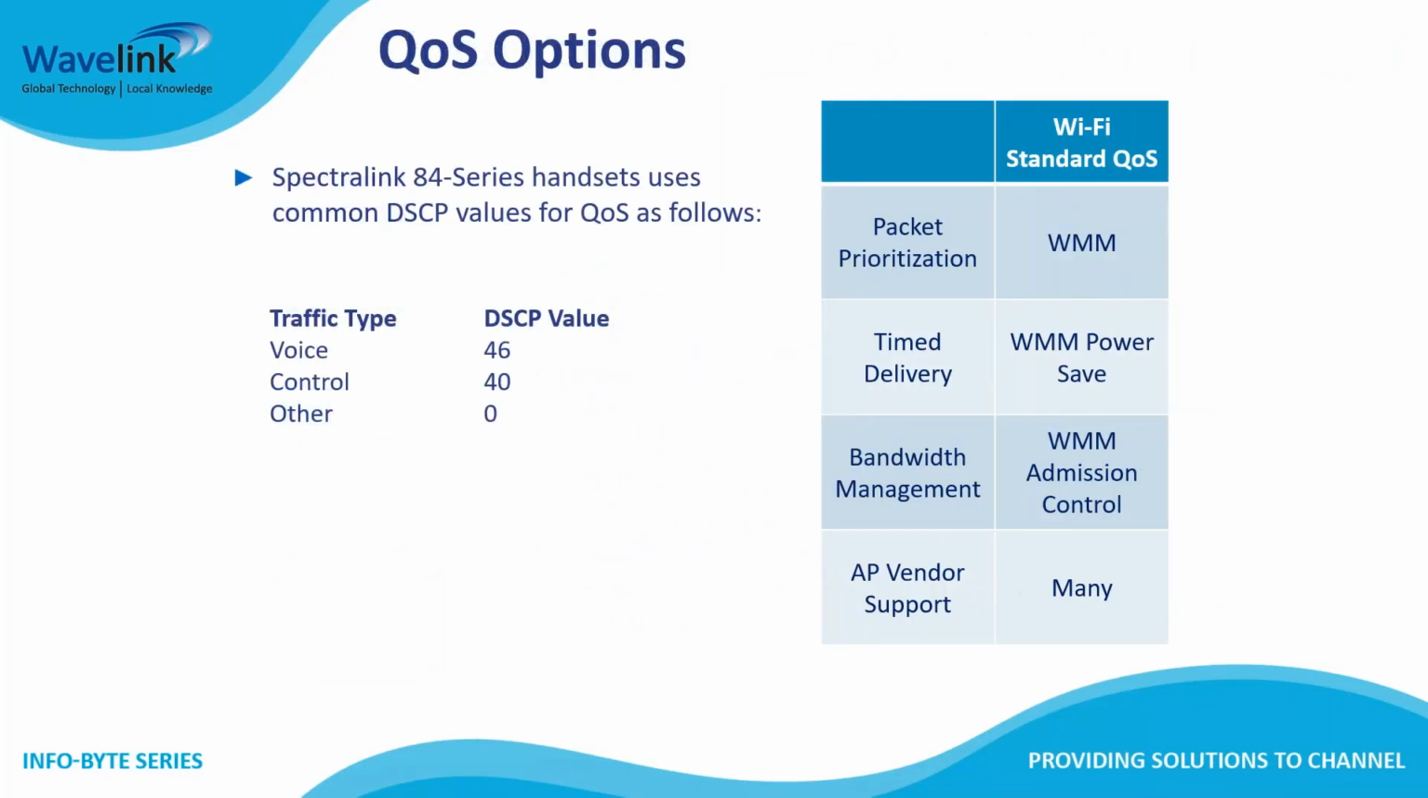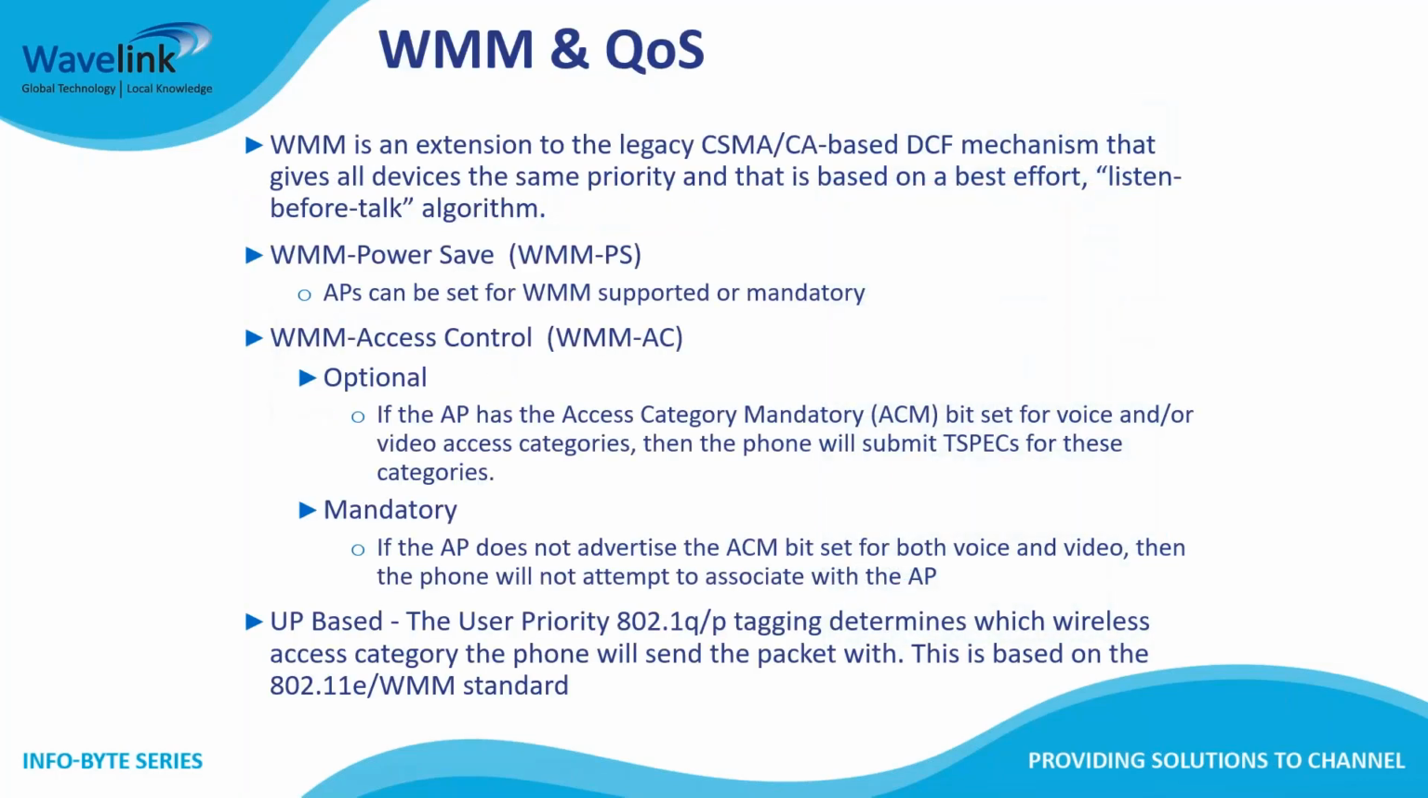So again, some of the key points, even just around the 8400, obviously it's DSCP values of 46 and 40 as a default from the vendor itself, and then standard planning as well. So your packet prioritization with WMM, time delivery with WMM power save, WMM admission control for bandwidth management, and again, supported vendors. Well, we went over the certified list, and we can recap that as well. And I'll be sending a list of that stuff out anyway. But again, we've seen the certified vendors that are supported in terms of the QoS.